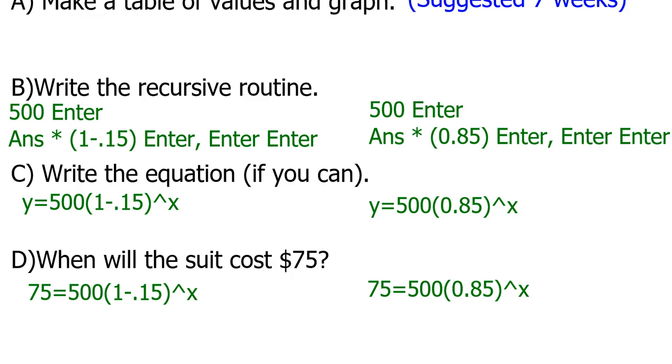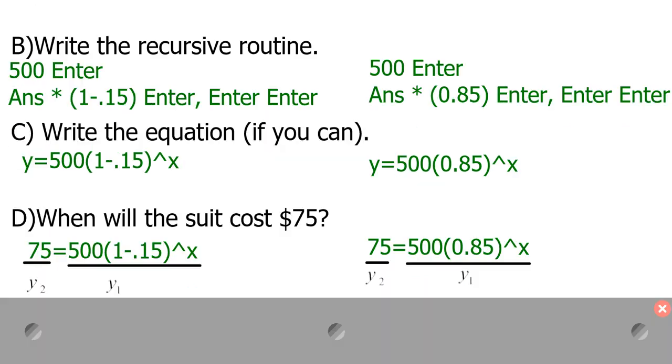And we did this with our bungee jump. Whenever we had an output and we're trying to find an input for the function, we could do this graphically. So what I would do is I would put my function, the 500 times the multiplier to the power of x in y1, and then I would put 75 into y2. Then I would set my window.